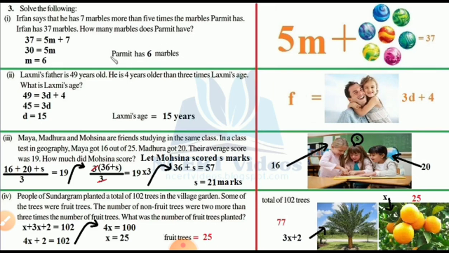Then 30 is equal to 5M. So 5 on both sides cancels. 30 divided by 5 gives us 6. Put the value on the right side: 6 times 5 is 30 plus 7. So the left side and right side are both equal.